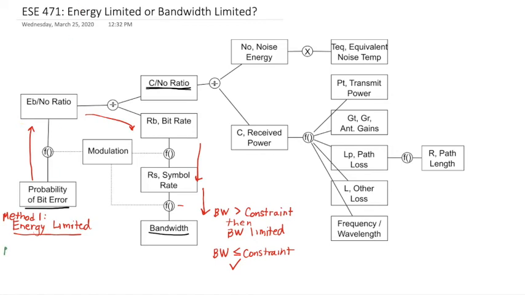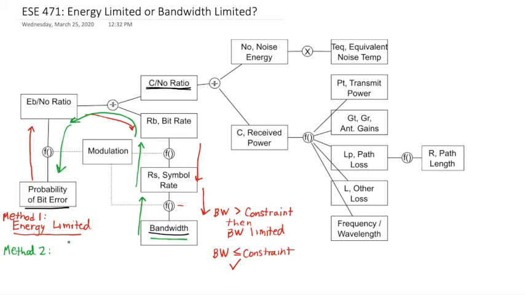So I'll talk about what to do next. We can try method 2. So in method 2, what we do is we start with the bandwidth constraint and, with the given bandwidth and a pulse shape, we can find the symbol rate. We can then use the modulation, the M value, to find the bit rate. And using the C over N naught constraint, we can compute the EB over N naught. And given the EB over N naught and our modulation, we have lots of formulas for the probability of bit error. And we can compute the probability of bit error.